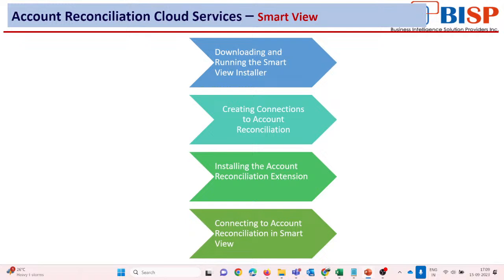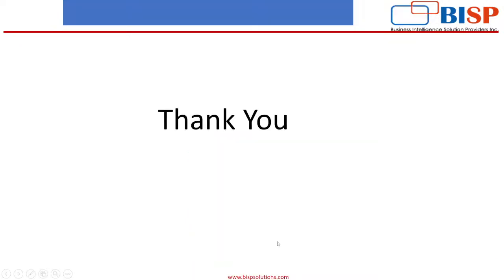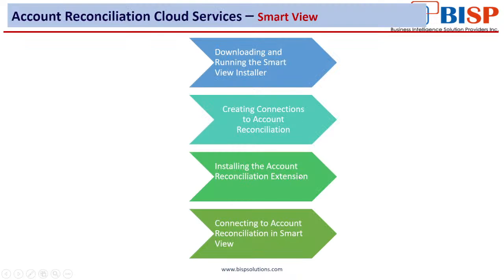What it will do is connect Smart View with the ARCS application, and we will be able to see the different profiles or reconciliations which are available in the application and on which we have to work. The next step is installing the account reconciliation extension. For using Smart View especially with ARCS, we need this reconciliation extension, and then connecting to account reconciliation in Smart View. So we will be performing this now.